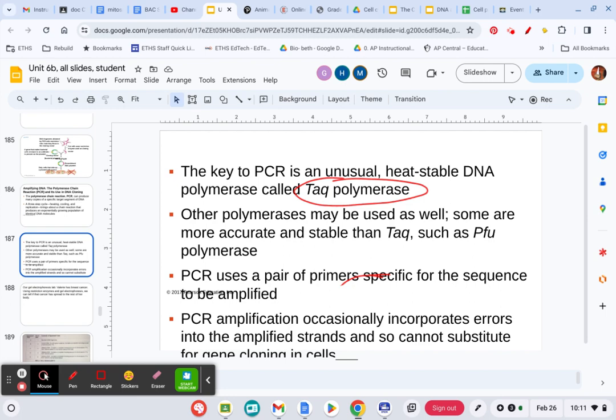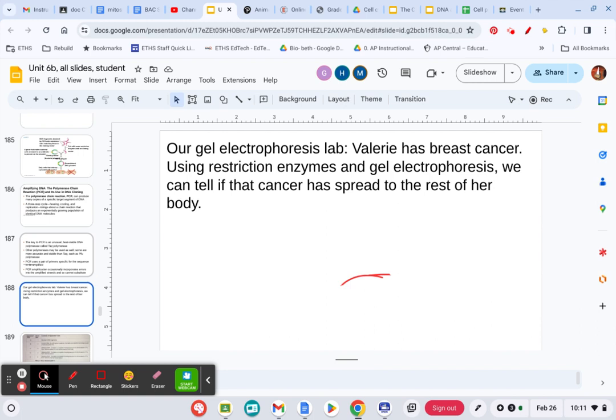So I did want to talk about the gel electrophoresis lab you did a while ago, forever ago. I have been having problems as of late getting results on that, and that's why I didn't show it to you right away. There was nothing to show you. So I wanted to talk a little bit about it because now is the time that this all comes together. In our lab, we started out with the scenario that we knew that Valerie had breast cancer.